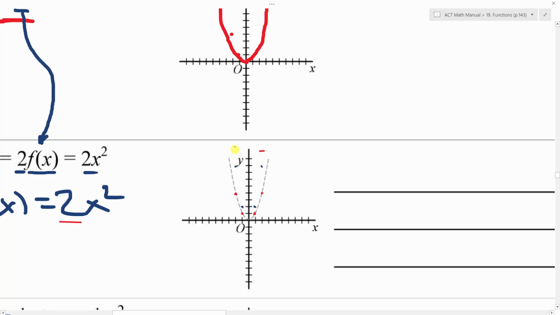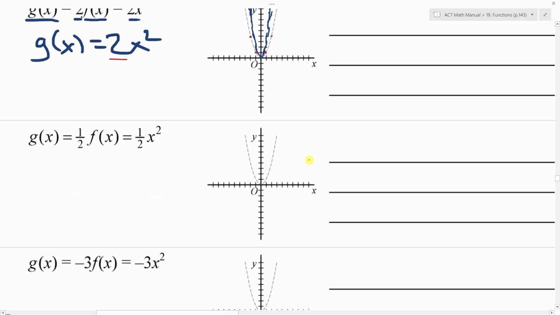So what's going to happen to the graph is it's going to get, it's not too bad, a little ugly, but whatever. It's going to get skinnier. It's going to get slimmer. Another way of saying that is it's going to get steeper.